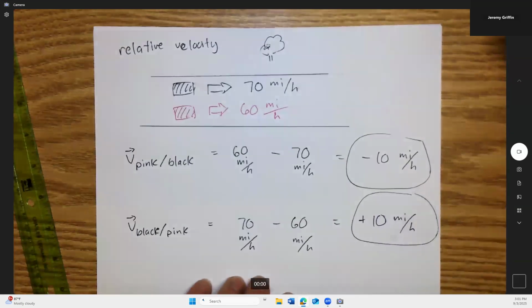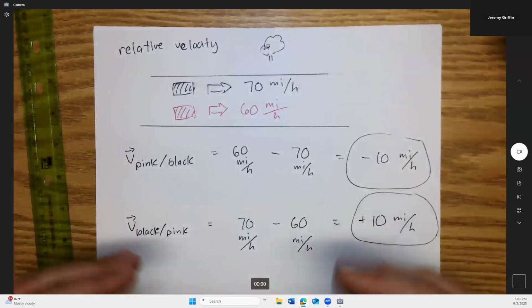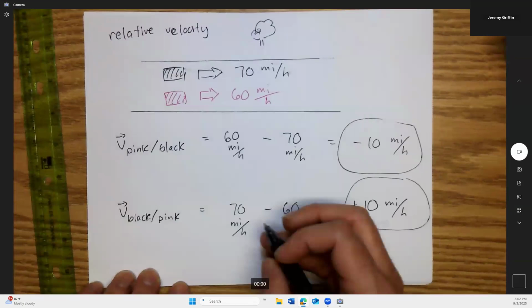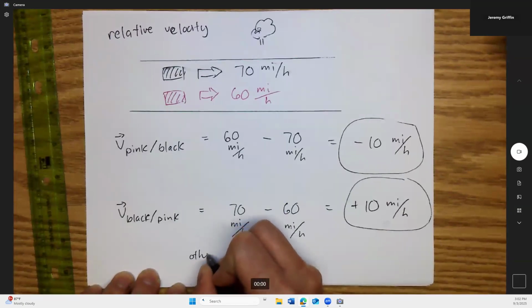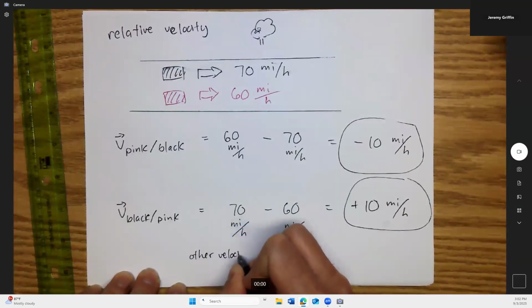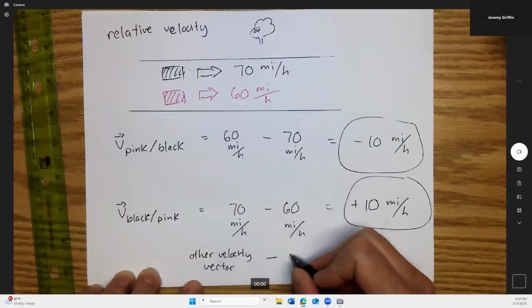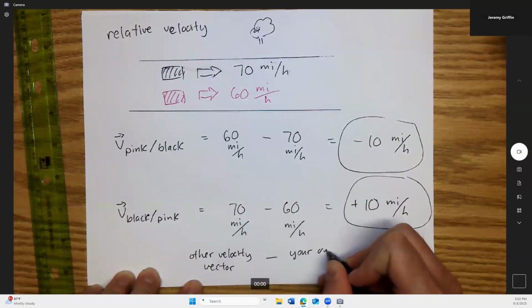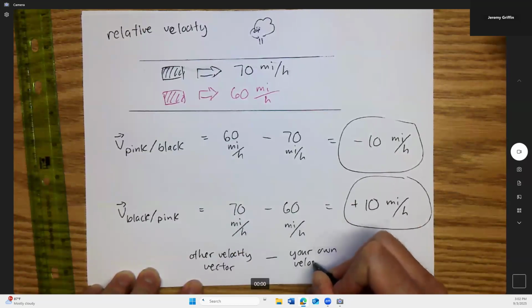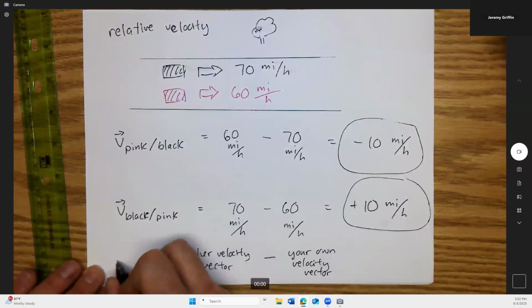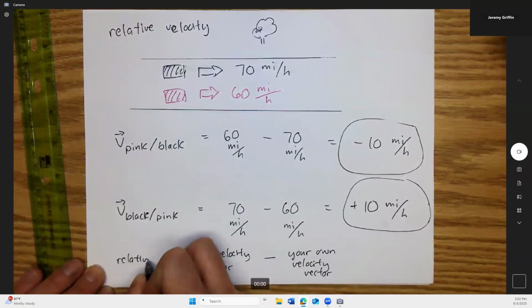Now, this is a one-dimensional example. You can also take this to two dimensions and three dimensions. You just subtract velocity vectors. Take the other guy's velocity vector, subtract your own velocity vector. I'll spell that out while you guys are writing this. Take the other velocity vector, and subtract your own velocity vector. So when we eventually go to two dimensions, you can do the same thing. This is called relative velocity.